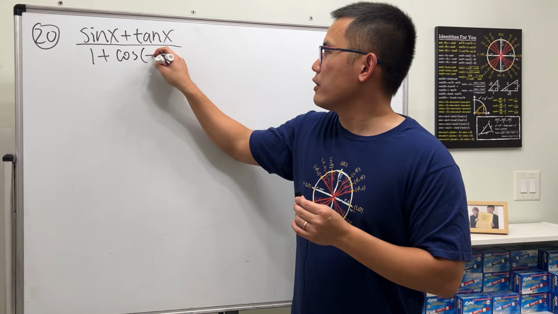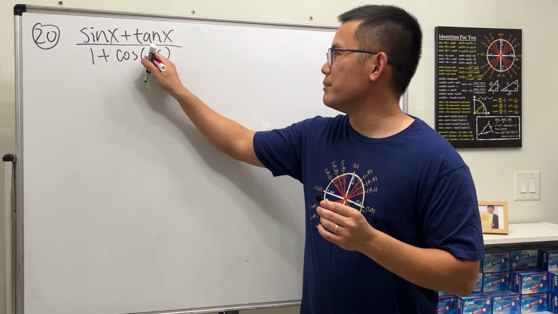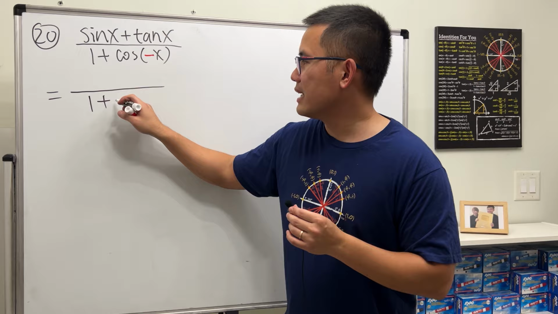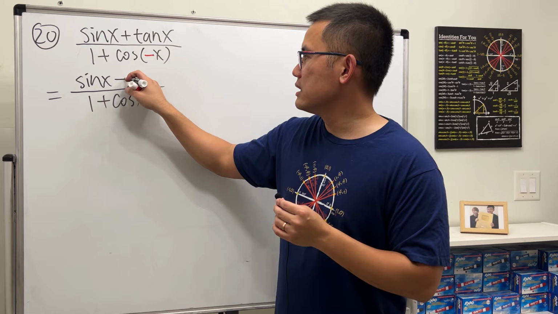What's the first thing that we can do? The answer for that is, because cosine is even, the negative right here doesn't matter. So let's just rewrite the bottom as 1 plus cosine x, right? But for the tangent, let's rewrite it as sine over cosine. So here we have sine x plus sine x over cosine x.